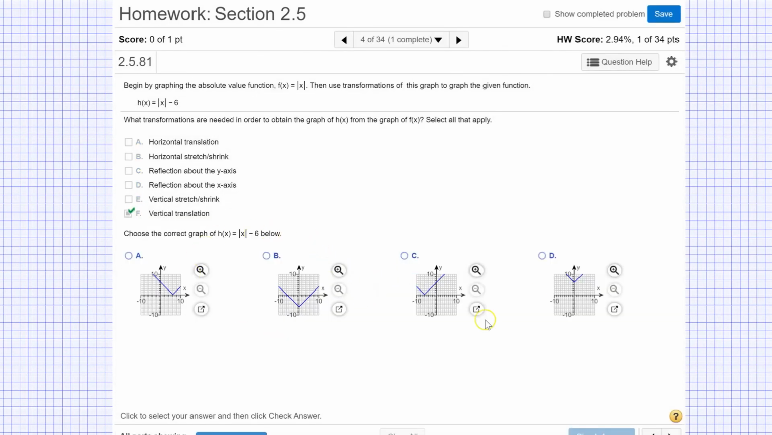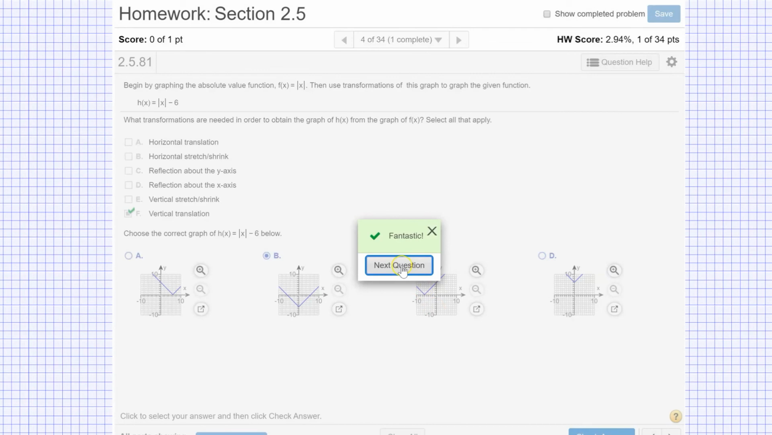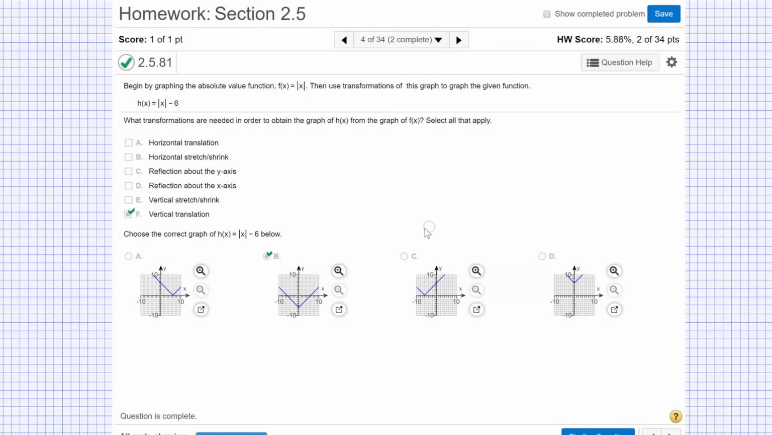And then it's going to give me a multiple choice lineup, and I'm going to find the one that represents the parent absolute value function shifted down 6 units, and that's going to be B. The one A is shifted to the right, C is shifted to the left, D is shifted up, B is the one I want. And great, right? So nothing too terribly difficult about these homework problems, right?